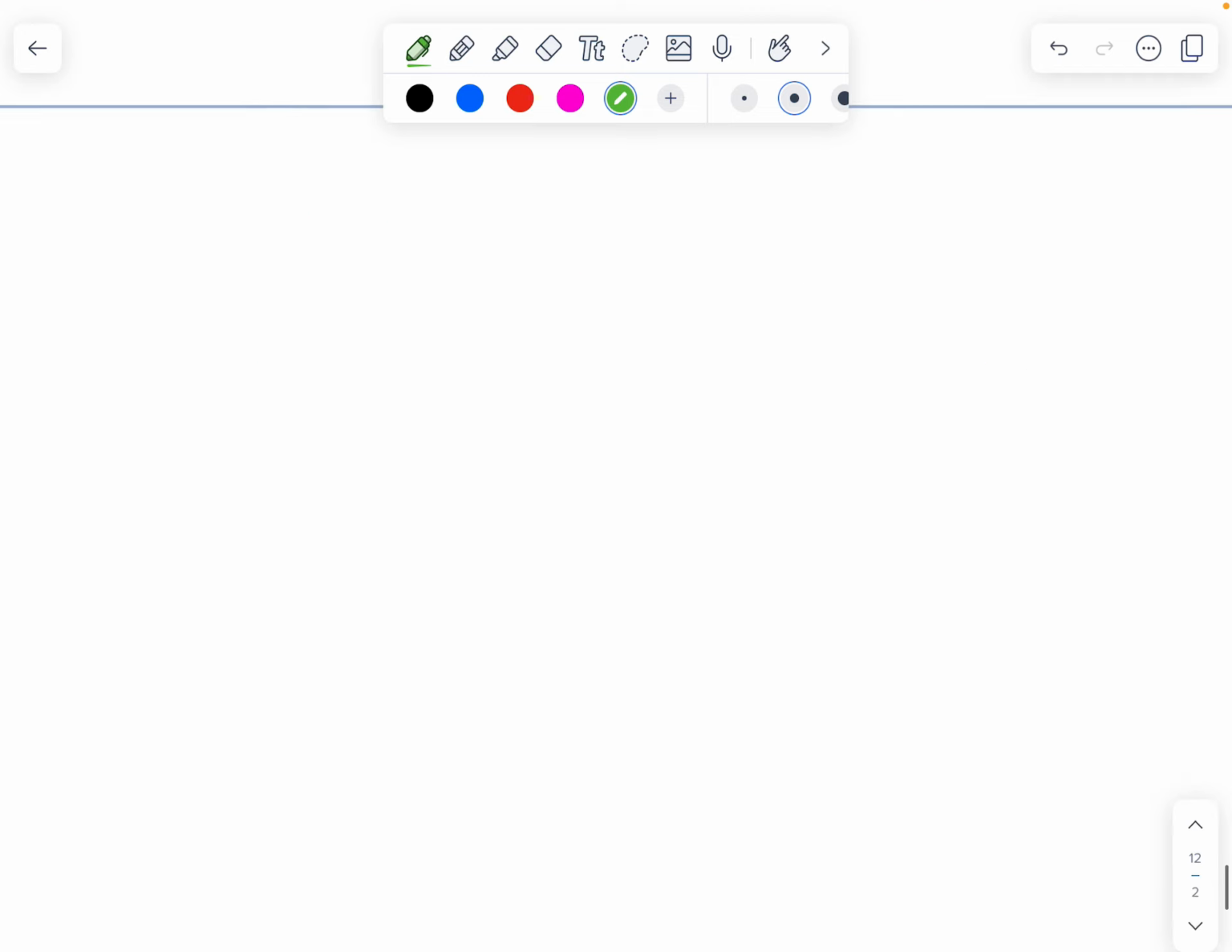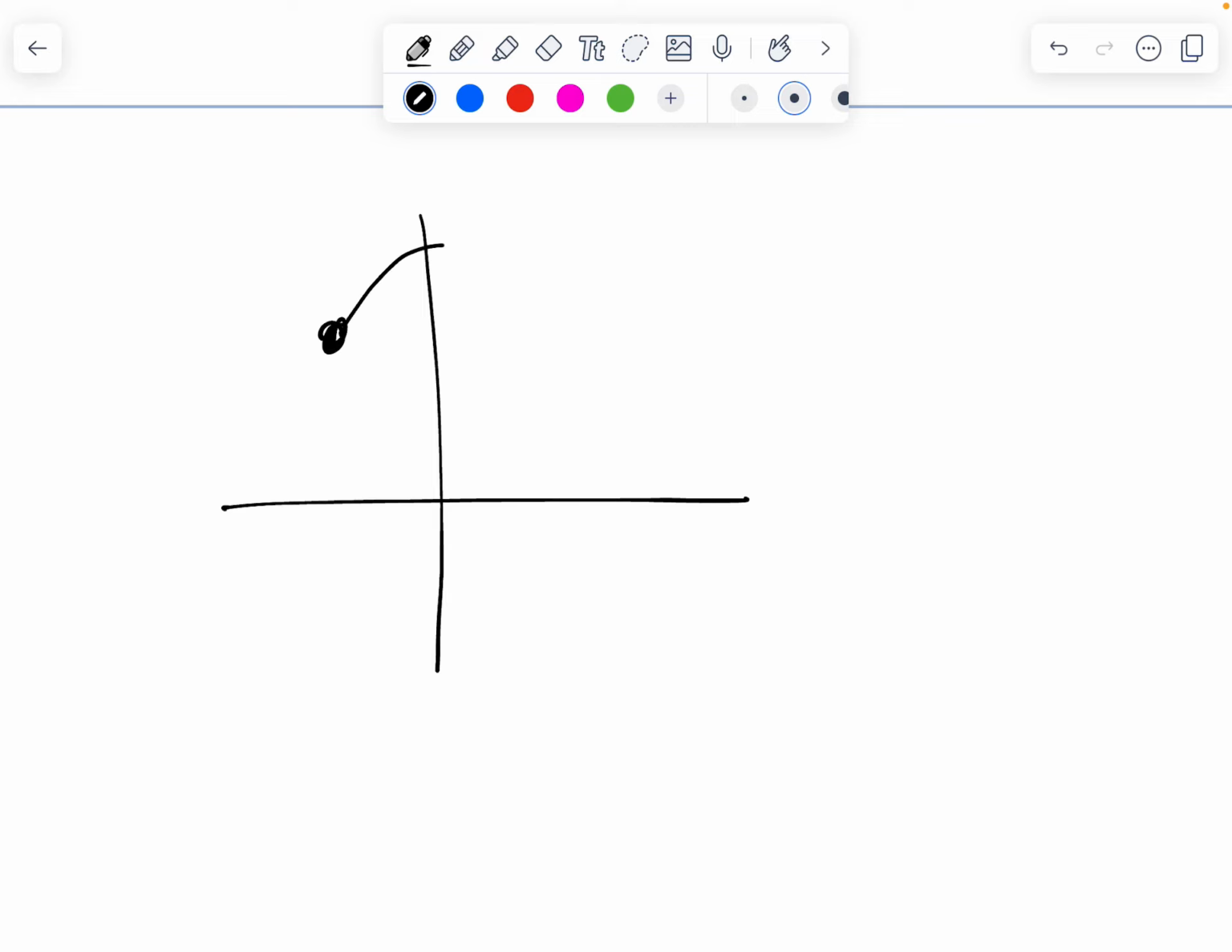Okay, let me give one to you to try. Let's say you got something like this. This is filled in, and it goes like that. And this is 2, and this is negative 1, and this is 4. Okay, go ahead and figure out the domain and range. Pause the video, give it a try.